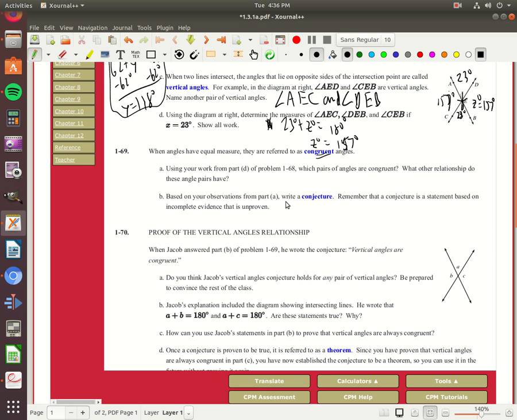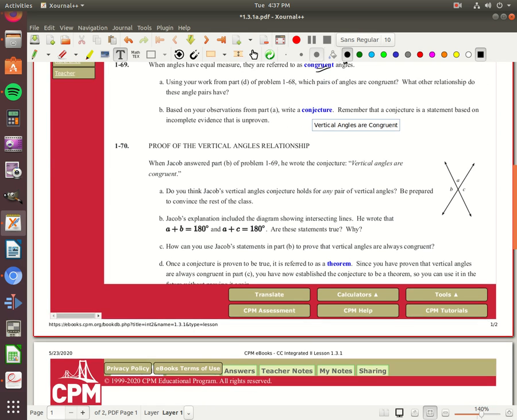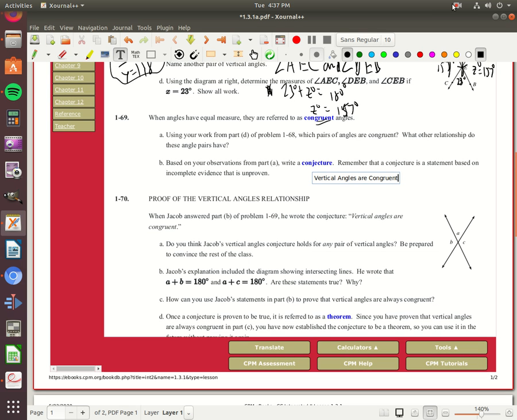So based on your observations, write a conjecture. Again, a conjecture is a guess. I'm guessing that vertical angles, okay, I give up on this handwriting. This is ridiculous. So my conjecture is that vertical angles are congruent. That's my guess. So now I'm going to go down here and try and prove that. So let me pause for a second and set this up.